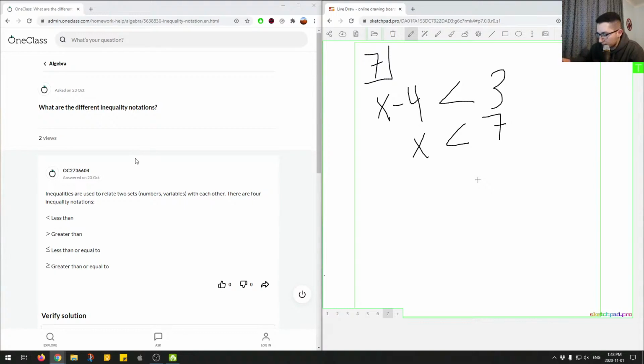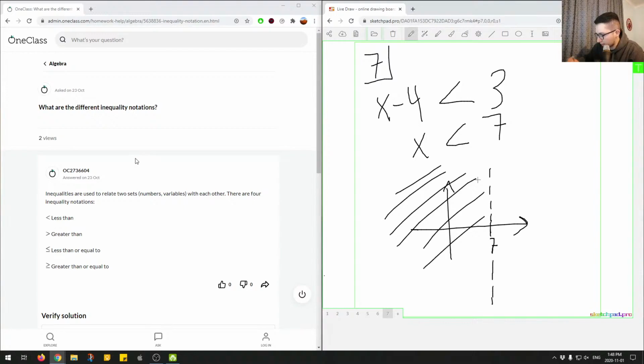So if we had this on a graph, we know 7 is somewhere over here, and since the values of x are less than 7, we draw a dotted line, because x does not equal 7, but it's everything less than 7, and it's this area over here. Okay, so that's how you use the less than symbol. Let's go through the next inequality.